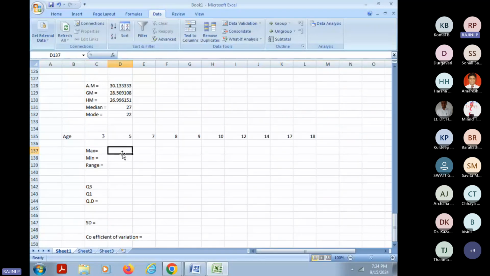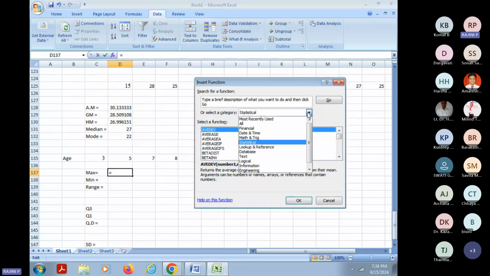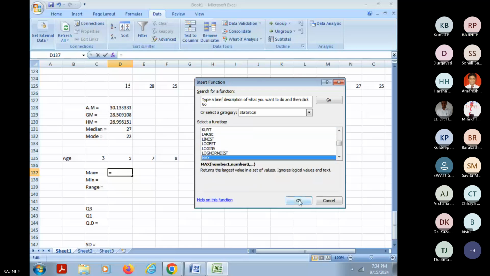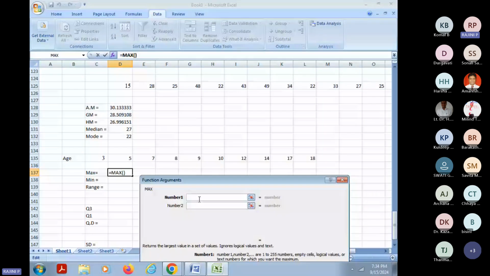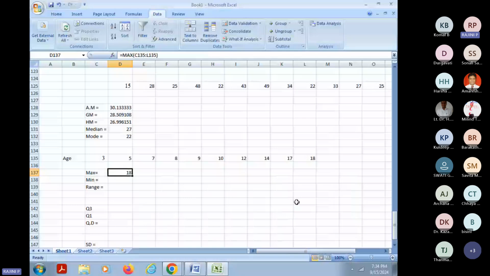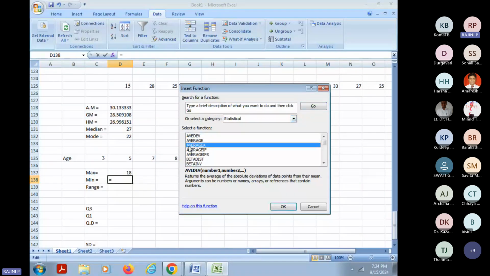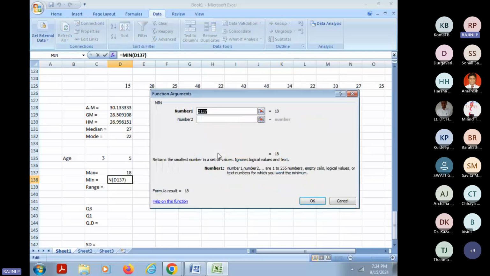First, the maximum value. How can we do it? Same thing. Go to the function, and here in the category, select statistical and then click on MAX. You will be finding the maximum. Then here in place of number 1, you can select all the numbers, then okay. And similarly the minimum. Just go to the function, click on the statistical category, and here select minimum. Okay, select all the numbers.